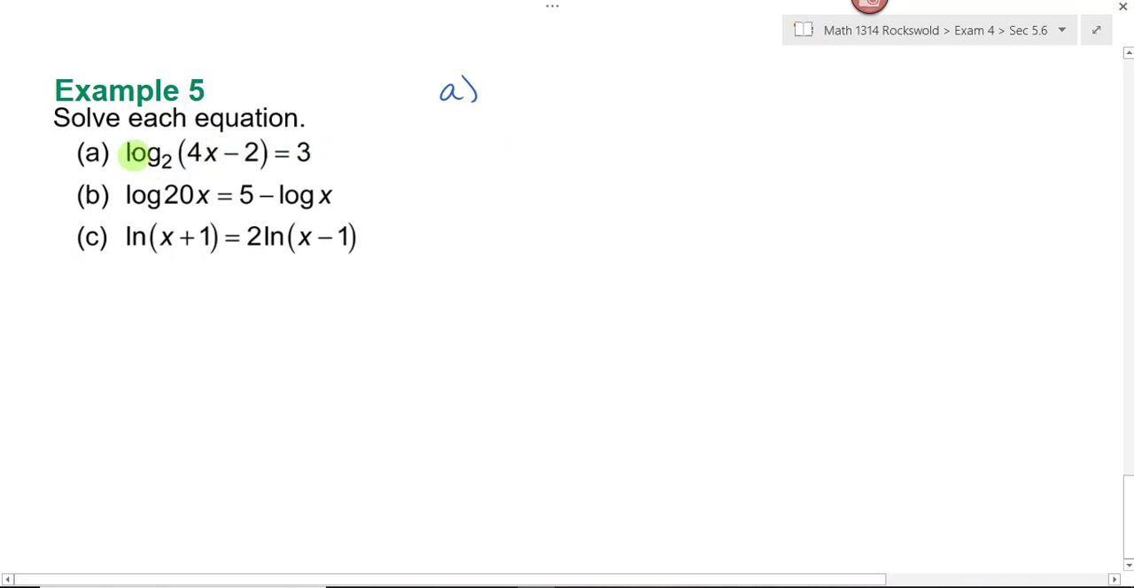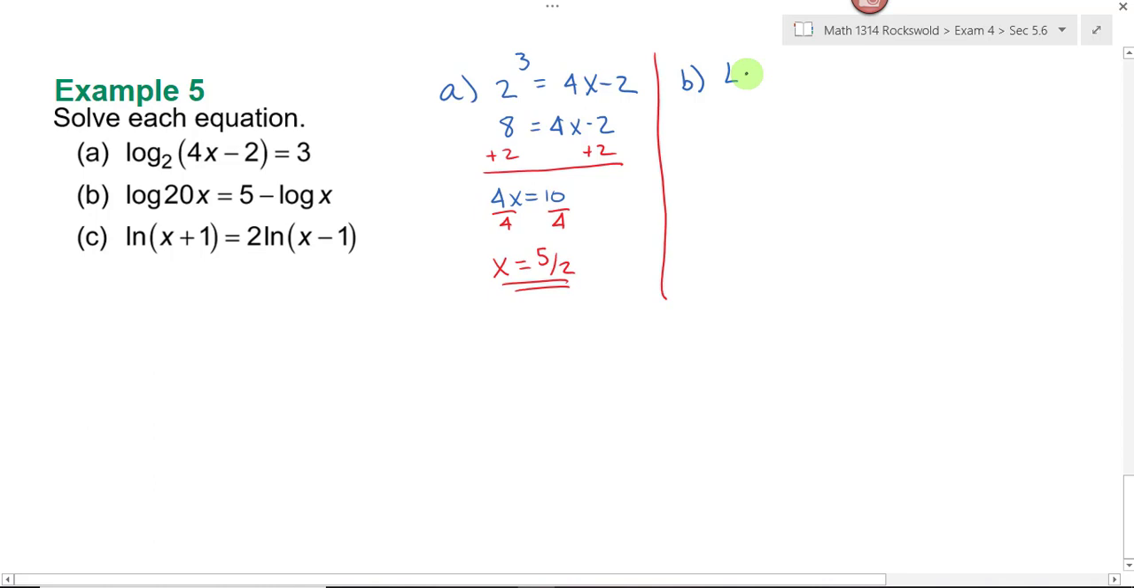We rewrite the log as an exponent. So this will be 2 raised to the third equals 4x minus 2. 2 raised to the third is 8. Now I need to solve for x, so I add 2 to both sides. And that gives me 4x equals 10. And then when I divide both sides by 4, I need to reduce the fraction, and I end up with x equals 5 halves.